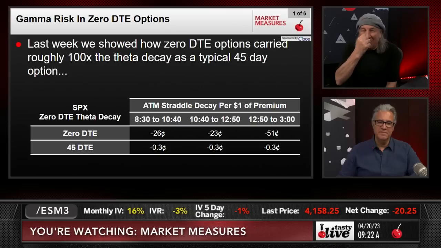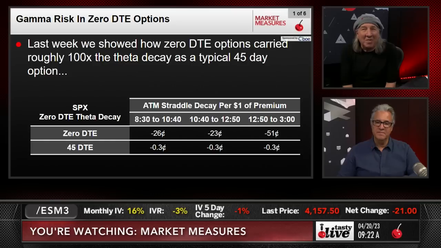We're going to take a look and see how the at the money straddle decays per $1 of premium. And you can see that on average it's 100 times more than the 45-day options: 0.3 of a cent versus almost 30 cents on average. So it's just 100x. Let's go to the next slide.